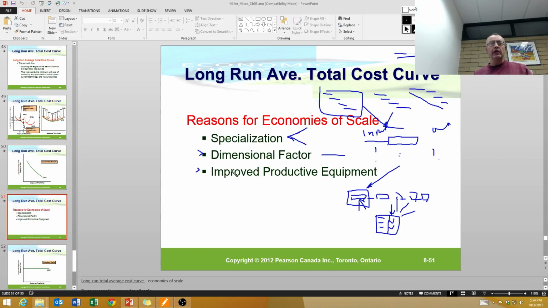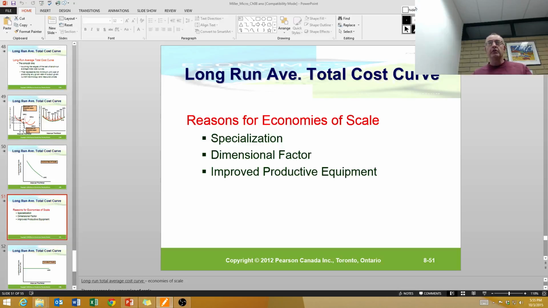Okay, and then the third reason we can have economies of scale is that as we grow in size, companies can afford to use increasingly productive equipment. If you're a small company, let's say a small sawmill, you can produce so many thousands of board feet of lumber per day. Whereas if you're a great big sawmill, you can produce millions of board feet of lumber per day, and your saws run much faster. So the mere fact that you're large means you can afford more productive equipment, and as your productivity increases, your long-run average costs are going to decline.